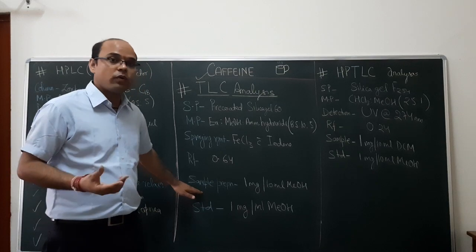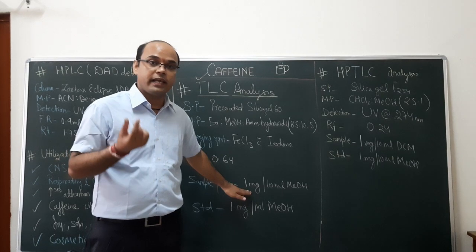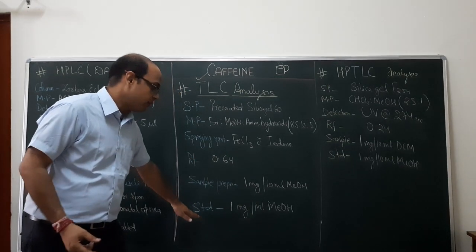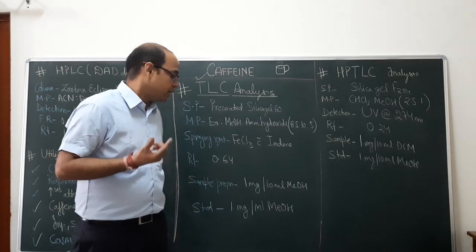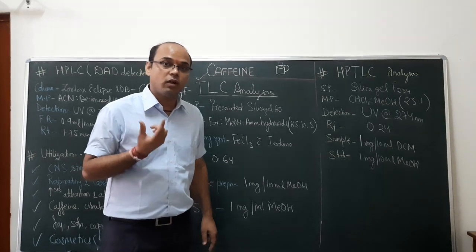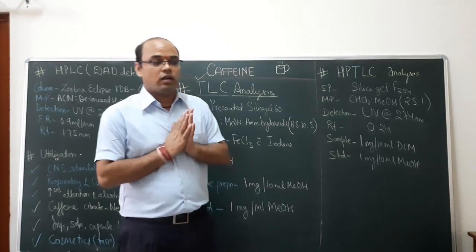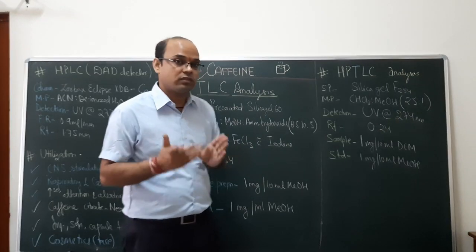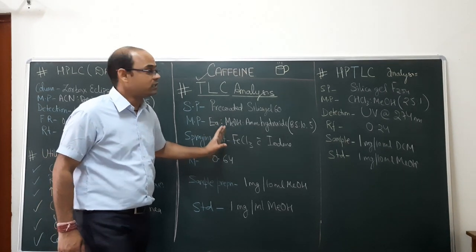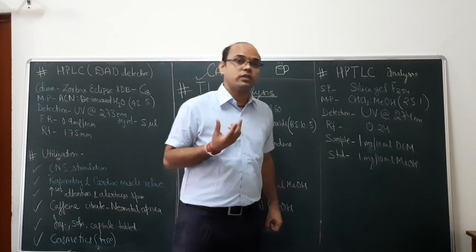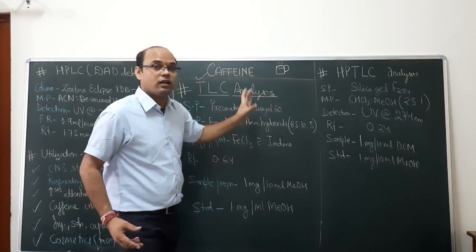The sample prepared for this TLC analysis is by dissolving 1 mg of the sample in 10 ml of methanol, and the standard was prepared in the same way by dissolving 1 mg of the standard caffeine in 1 ml of methanol solvent. The next technique: this technique is only for qualitative analysis. But if we want to quantify our phytoconstant also, we can use some instruments.